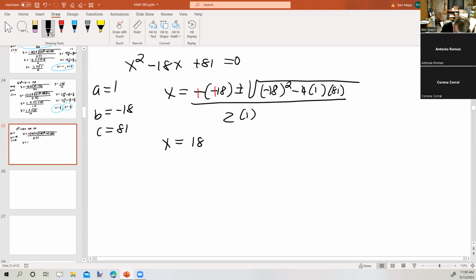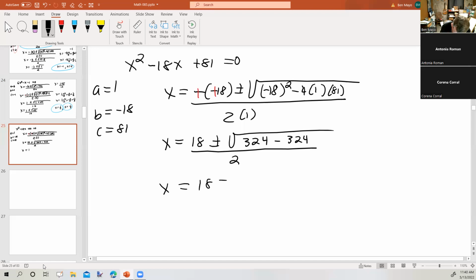X equals 18 plus or minus the square root of, if we take -18 times -18, we get positive 324, minus 4 times 1 would be -4 times 81 is minus 324, all over 2. So x equals 18 plus or minus the square root of 0 all over 2. X equals 18 plus or minus 0 over 2.